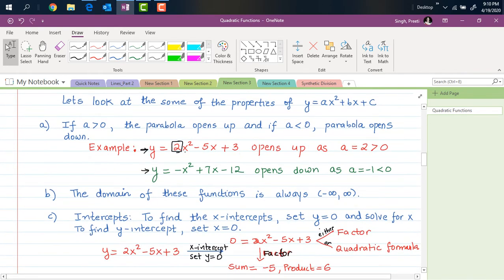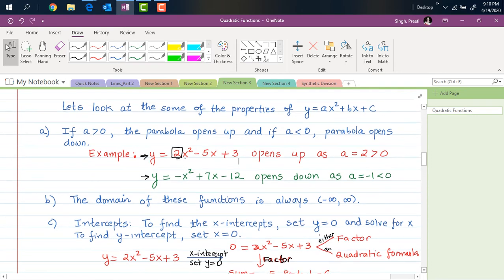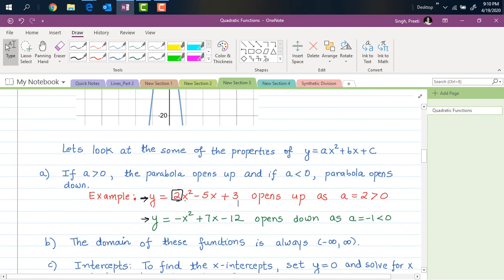Now intercepts, that's another concept. To figure out the intercepts, to figure out first of all x-intercepts, you set y equals 0. And to figure out y-intercept, you set x equals 0. Let's look at these two, red and green problem.